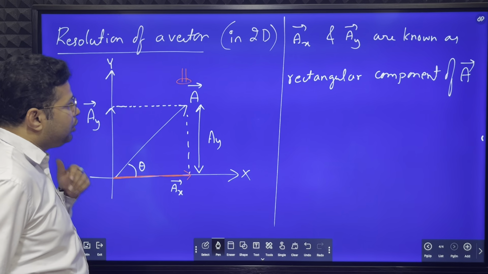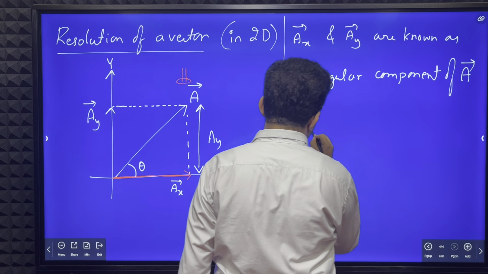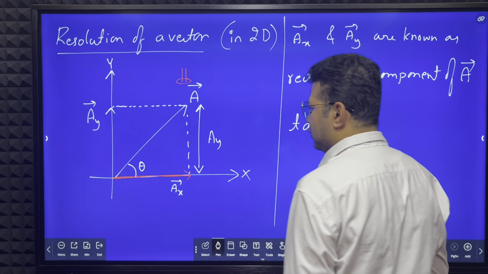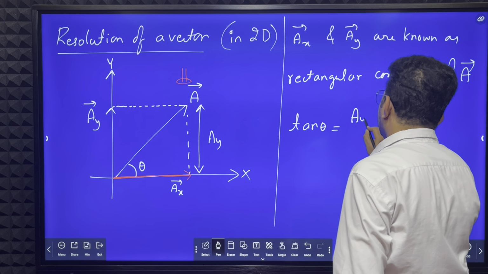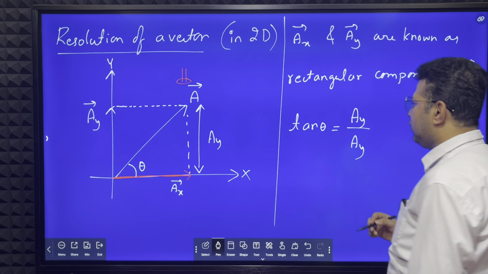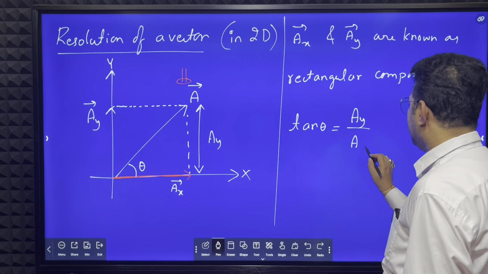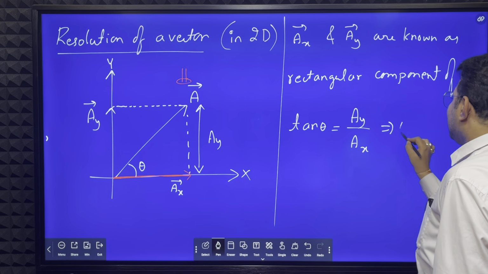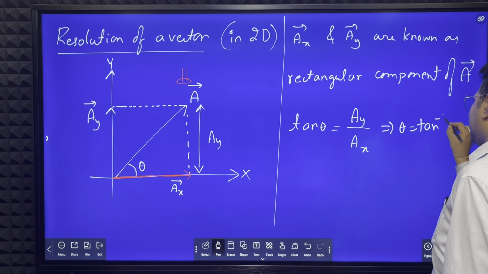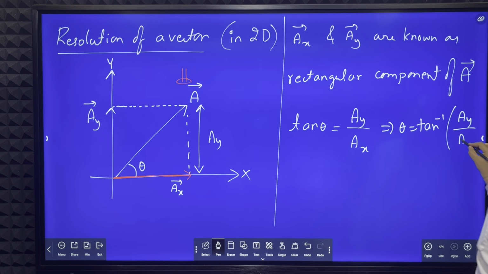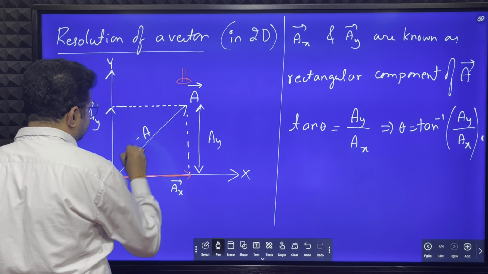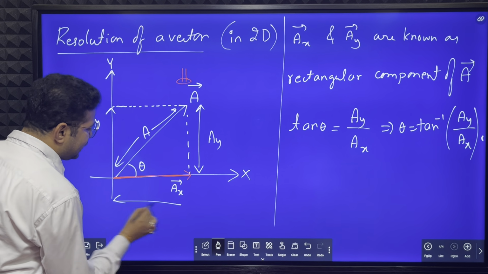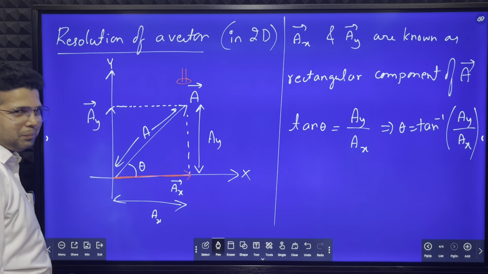Now here you define tan theta. If I define tan theta there, what happens? Tan theta will be equal to opposite side divided by adjacent side, AY divided by AX. Or theta is equal to tan inverse of AY by AX. Now what is the length of this vector? The length of this vector is A. What is the length of AX? The length of AX is AX without the vector symbol.